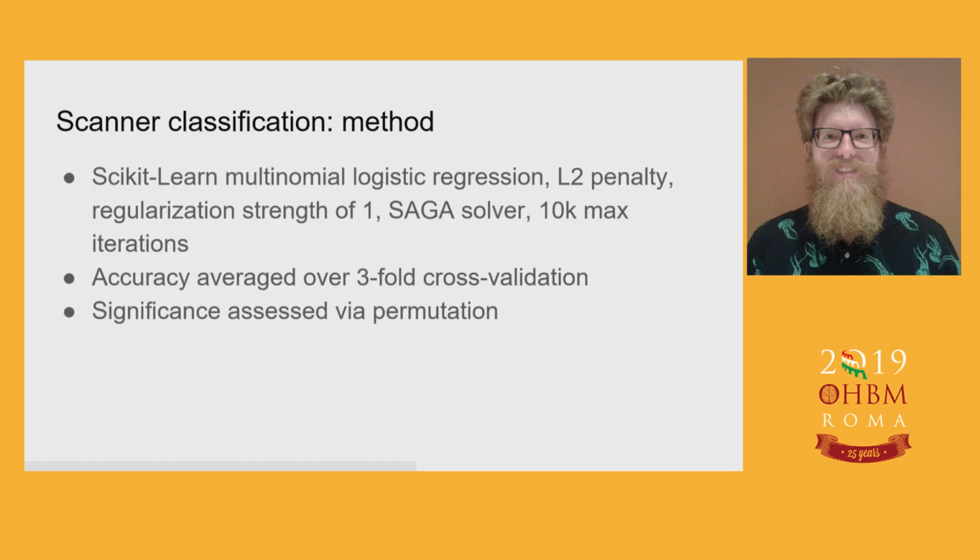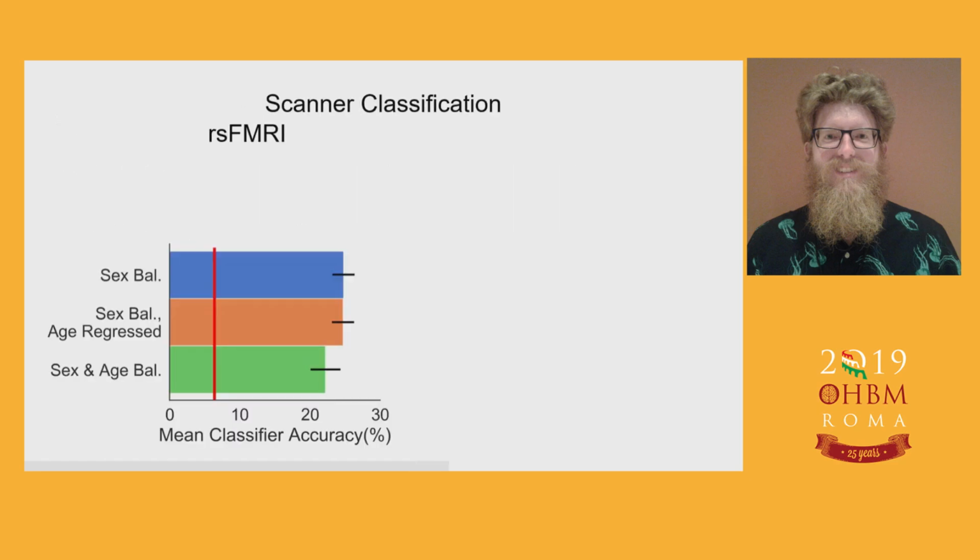We didn't want to just go by the chance rate of classifying these scanners because they're slightly unbalanced samples. We've got the age effects, we've got the gender effects. And so we wanted to assess chance classification with permutation to take those into account.